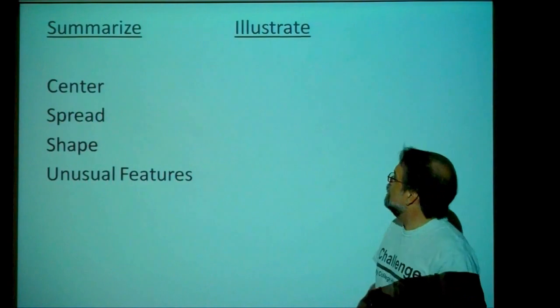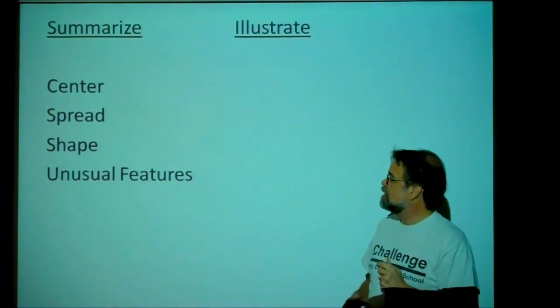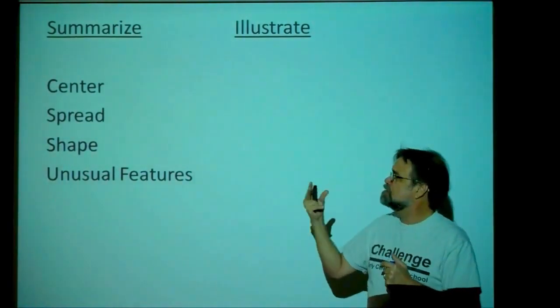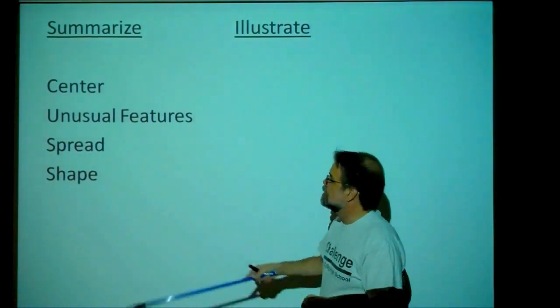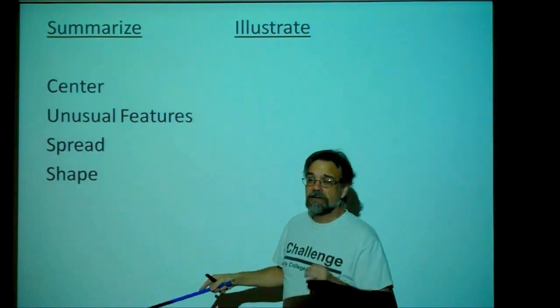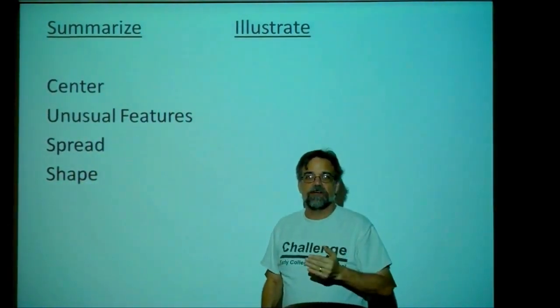Okay? Now, how do we illustrate? Oh, by the way, first, before I get to that, a lot of times people forget, what are those things I'm supposed to check for? Center, spread, shape? Well, if you put them in a different order, and say center, unusual features, spread, shape, that way you can remember the mnemonic device CUSS and just think, okay, I need to cuss about this data, okay?